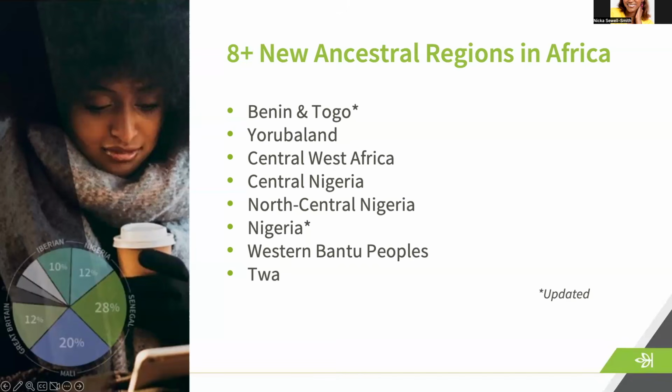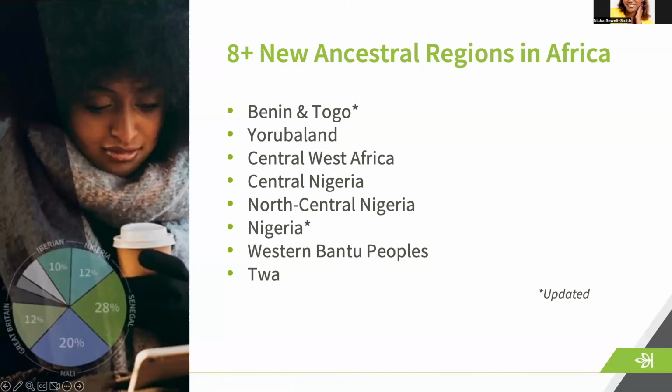Now, with the previous update, there were two regions, Nigeria and Nigeria East Central. But in this update, Nigeria was split into more regions, which include Nigeria, Central Nigeria, and North Central Nigeria. Cameroon also saw a change.